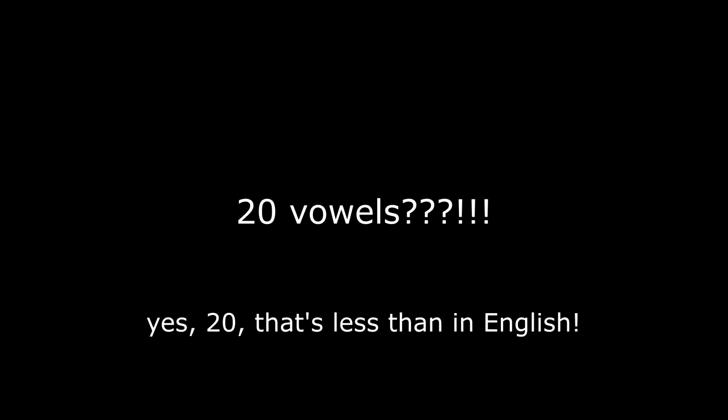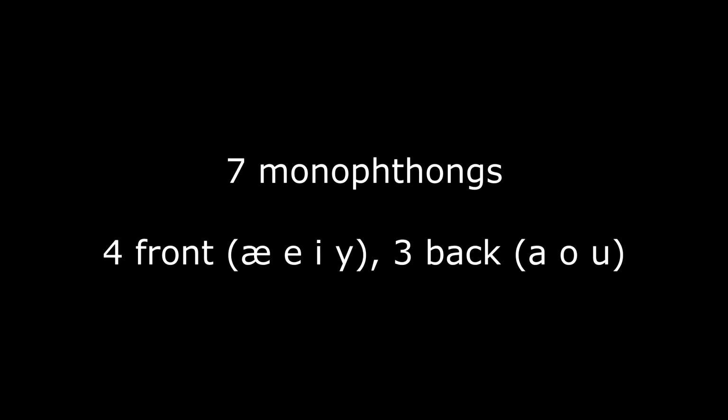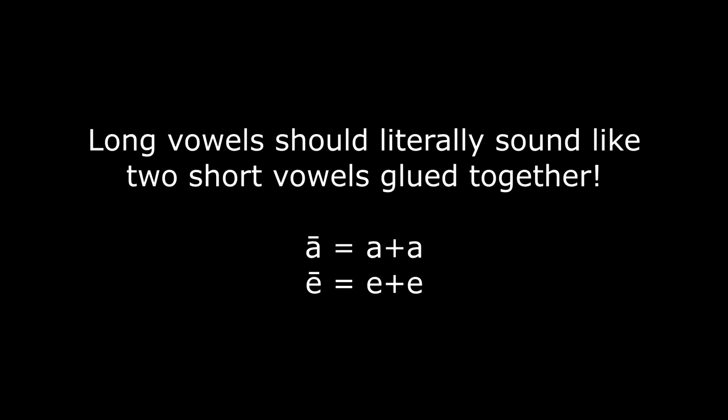English has 24. The 7 monophthongs in Old English can be split further into 4 front vowels and 3 back vowels. I'm going to say each vowel short and then long. Notice that the quality does not change. The long version is the same as the short version, held longer.